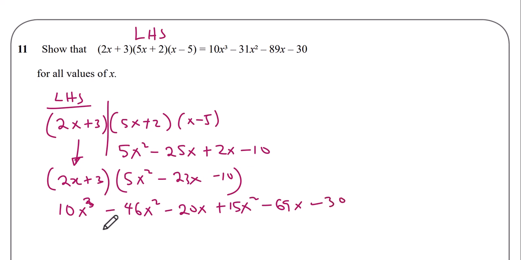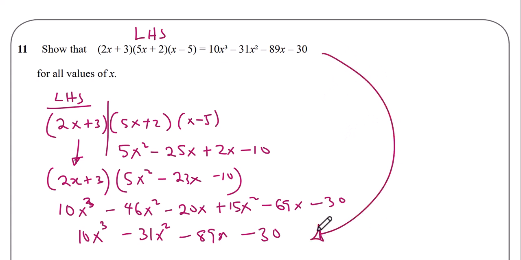Then of course we can simplify that, so we have 10x cubed, and then minus 46x squared plus 15x squared is minus 31x squared, and minus 20x minus 69x, that will be minus 89x, and of course you have minus 30, and that's it. If you compare this, it's the same. So we have just proved that this is true for all values of x, because they're the same here and the same here.